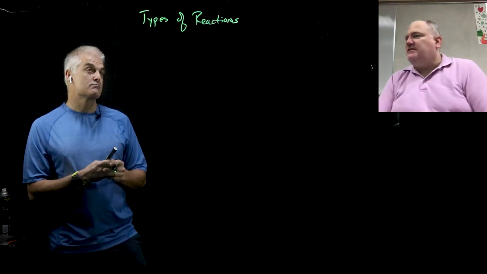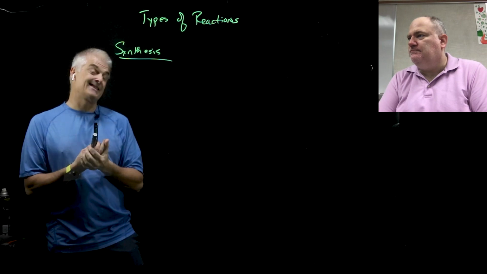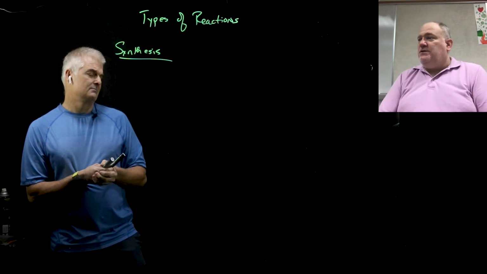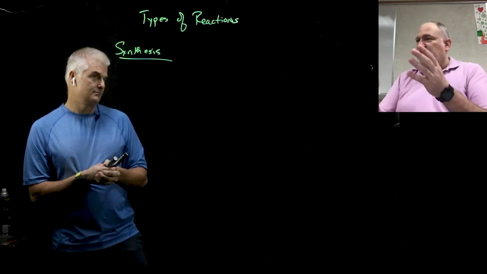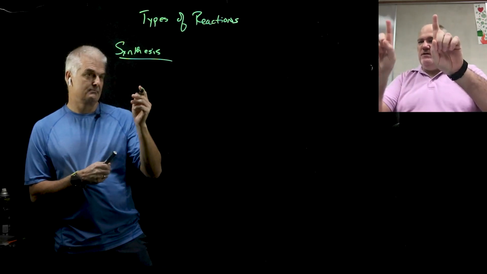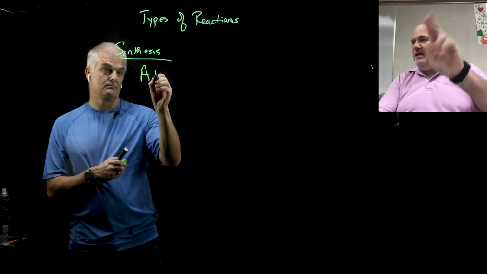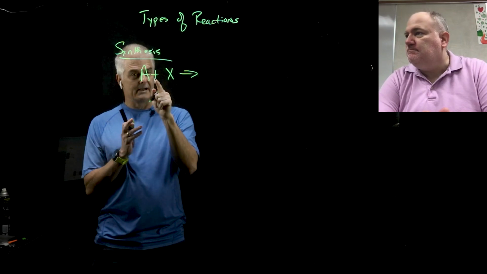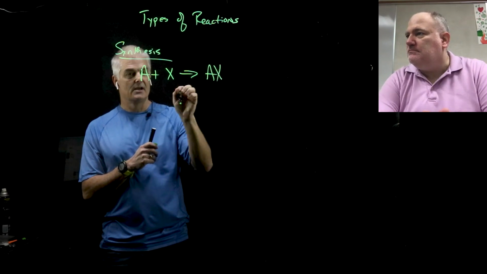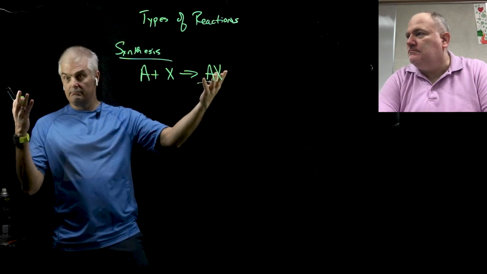Well, let's talk about synthesis first. So synthesis, that comes from the word synthesize. So what does that actually mean? Essentially, what we do is we're taking two individual things and we're putting them together to form something else. So if you look at my puppets here, you have an A and an X, and you put them together and become AX. So we would write chemically A plus X makes AX. So you still have the elements A, whatever that is, and X, and then they turn into AX.